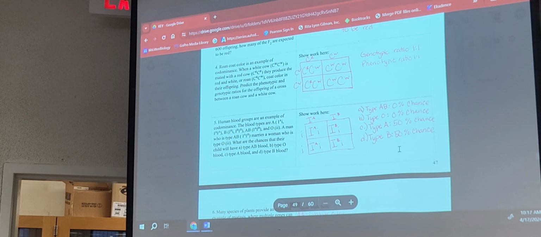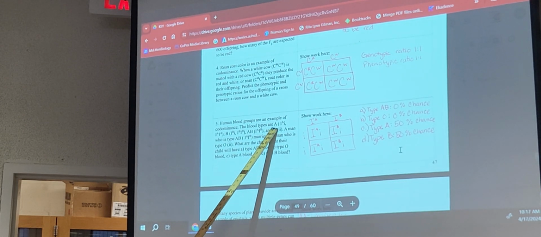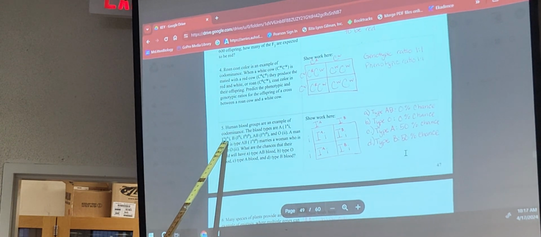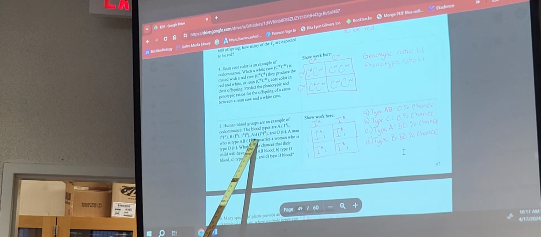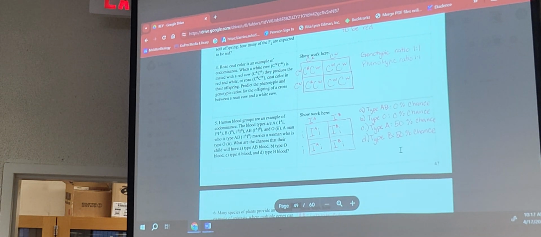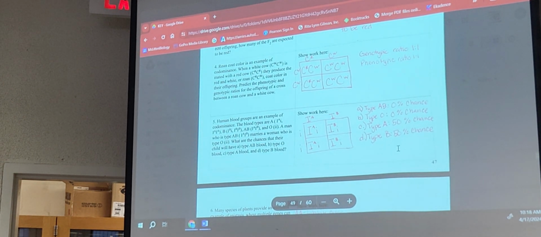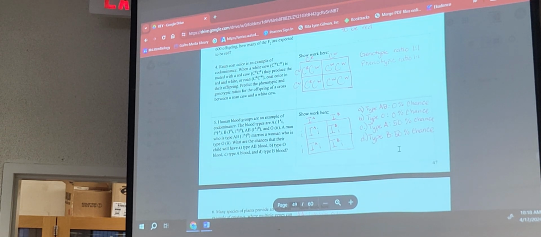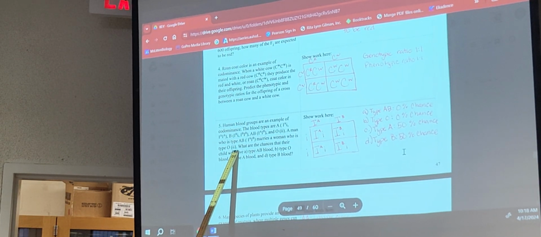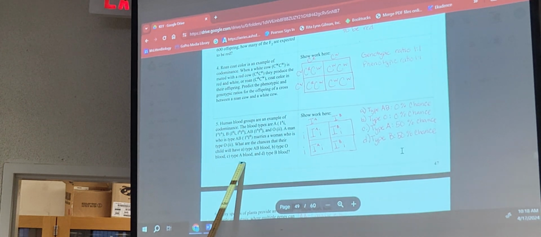Now blood types. So blood types are A, which can be IA or lowercase i, or 2 uppercases, B, AB, and O. A man who is type AB marries a woman who is type O. What are the chances their child will have blood type AB? Well, if they get AB, there's problems, right? The O cannot pass on an A or a B, so that's 0% chance.